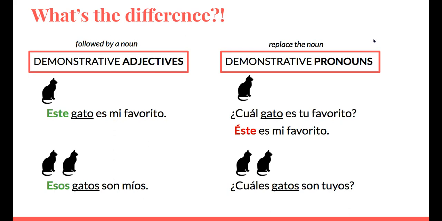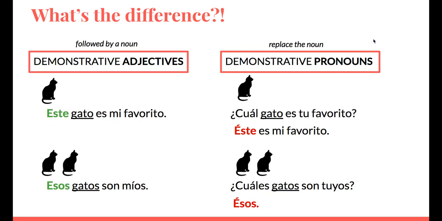So I could say, "esos gatos son míos," but that would sound kind of repetitive. Think about it in English. Which cats are yours? Those cats are mine. We don't usually talk like that. We would generally say, which cats are yours? Oh, those ones. Those ones are mine.